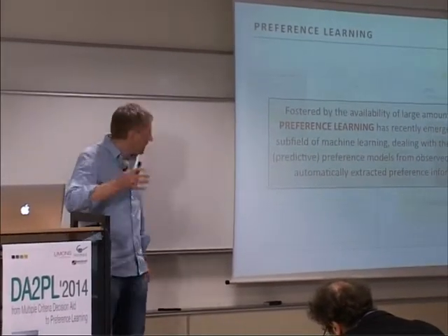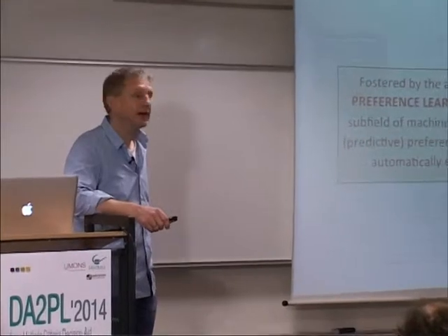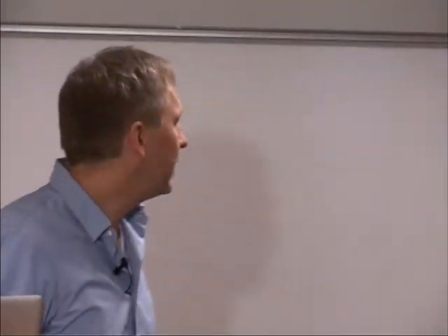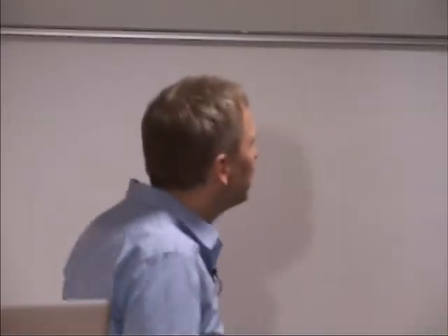Anyway, against the background of the availability of such large amounts of data of that type, the field of preference learning has recently emerged as a new subfield of machine learning. And preference learning mainly deals with the learning of preference models from observed, revealed, or automatically extracted preference data. These models are typically used for predictive purposes, so for predicting preferences in a new situation that you have not encountered so far, or for new people that you have not seen so far, etc. So this is what preference learning is about.